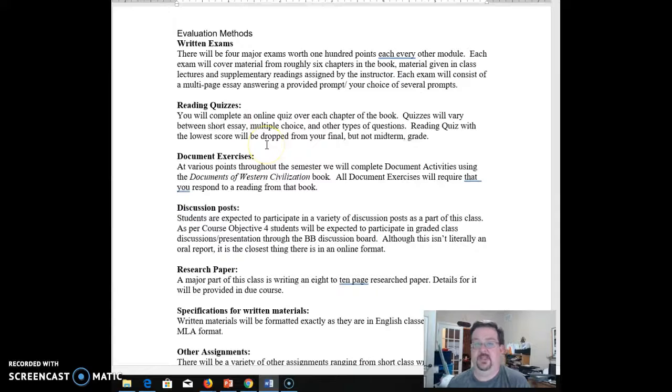We will have written exams, 4 of them. They are in every other module, and each exam covers material from about 6 chapters of the book. They are an essay. You're expected to have your book available to you while you're writing it, and it's supposed to reflect what you understood from the textbook and the other class materials.